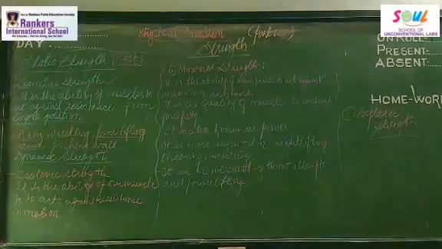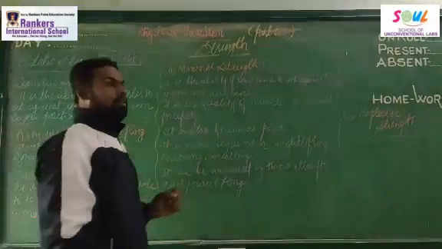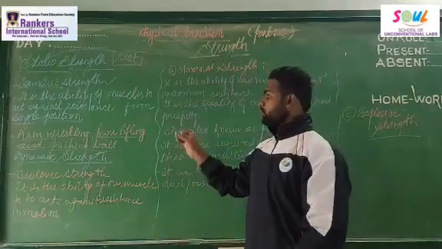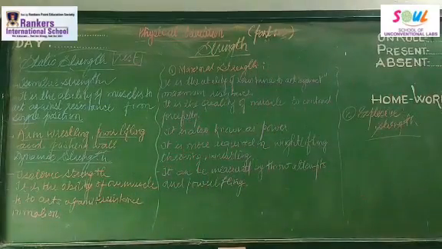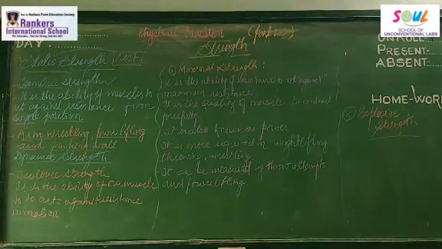Isometric strength is the ability of our muscles to act against resistance from the single position. The examples of static strength are arm wrestling, pushing the wall, powerlifting, etc. Now, what is dynamic strength?